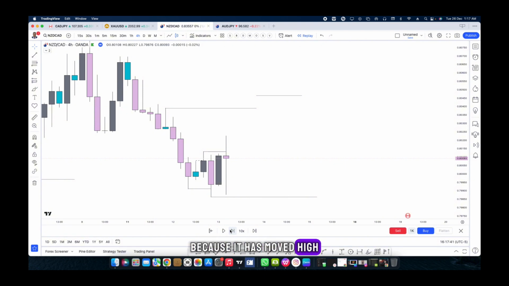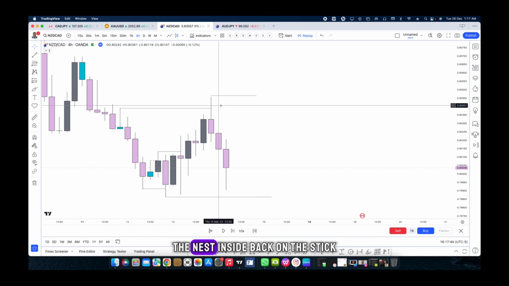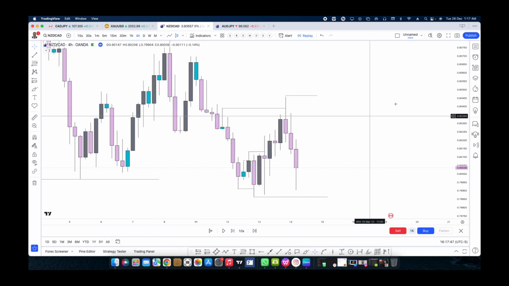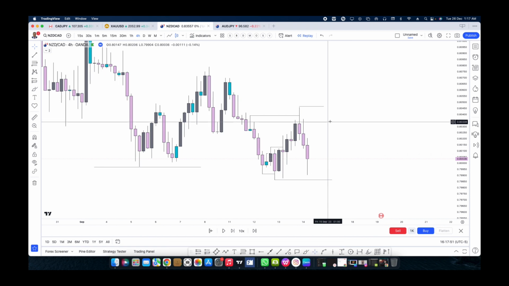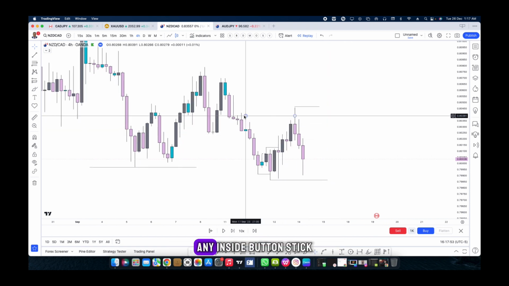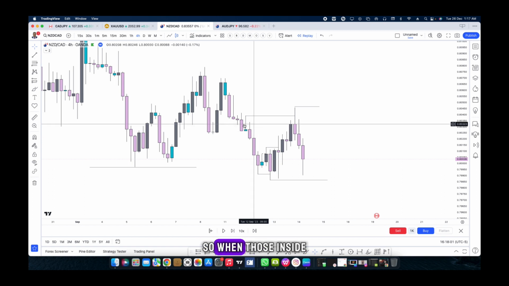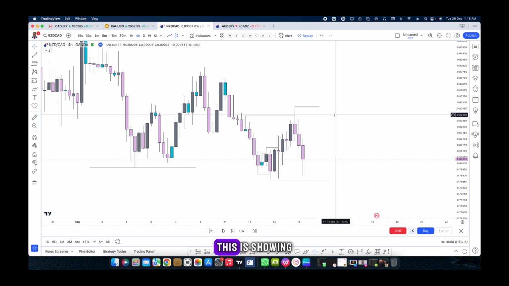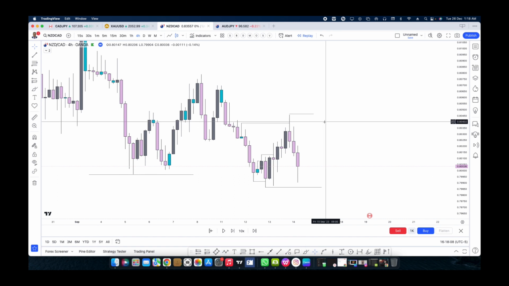Because it has moved the high. Then where do you see the target? Now the target becomes the next inside bar candlestick, unless we are on a bearish trend. If you're on a bearish trend, any inside bar candlestick you're seeing at the top is an internal structure. So when those inside bars are moved, this is showing you that a pullback has started.